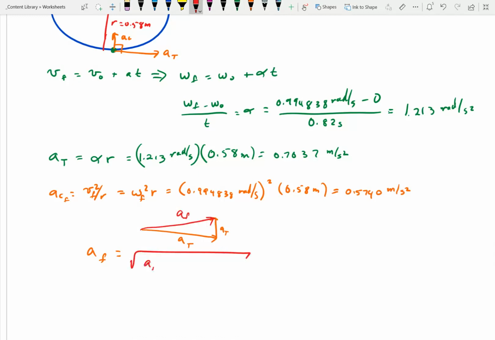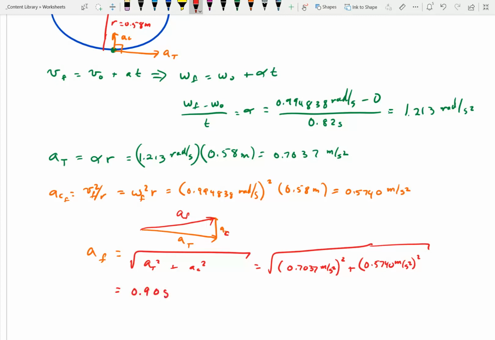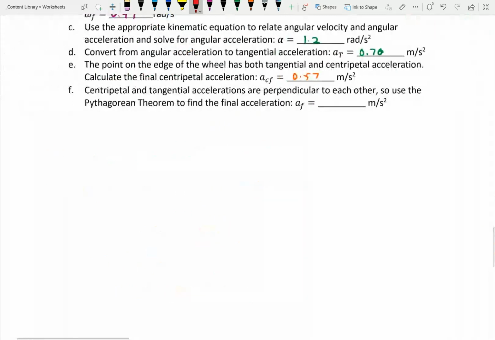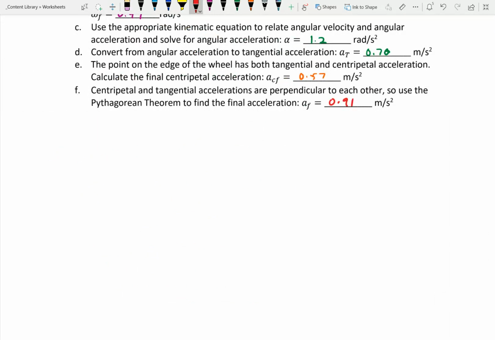Square root of A tangential squared plus A centripetal squared equals the square root of A tangential, 0.7037 meters per second squared, quantity squared, plus centripetal, 0.5740 meters per second squared, quantity squared. And that gives me a final acceleration of 0.9081 meters per second squared, or 0.91 to correct significance, meters per second squared.